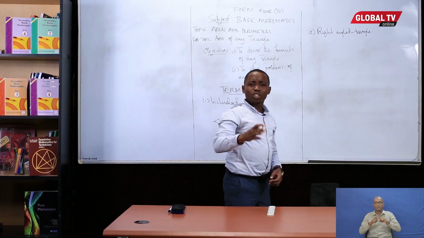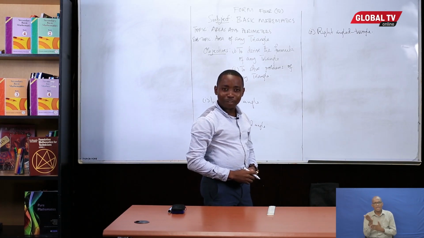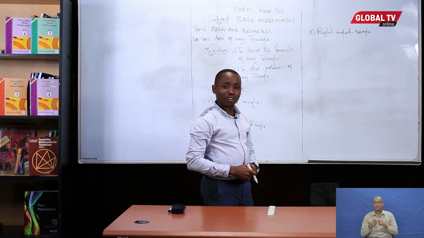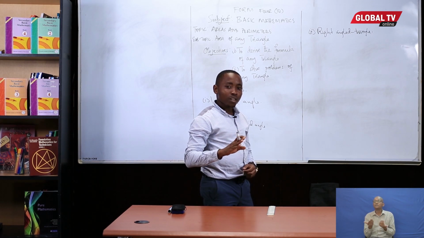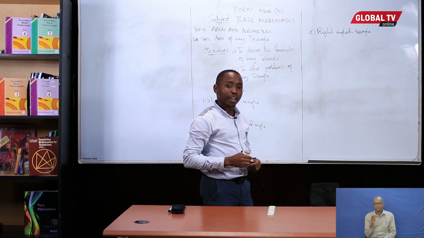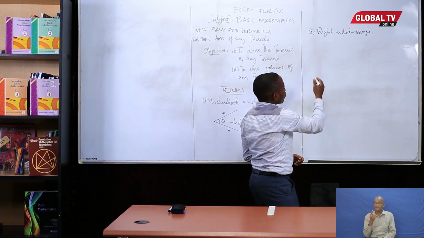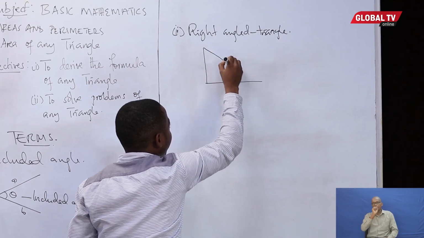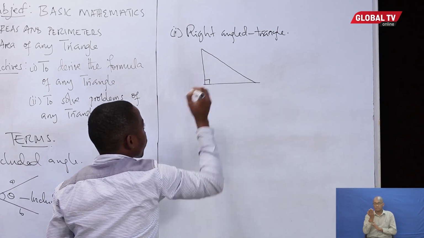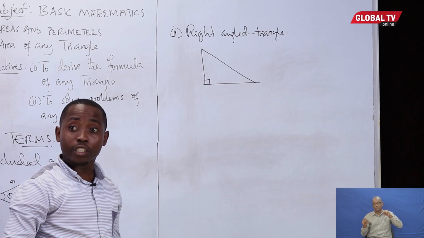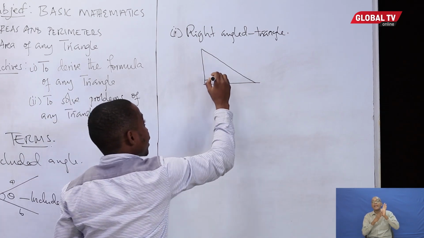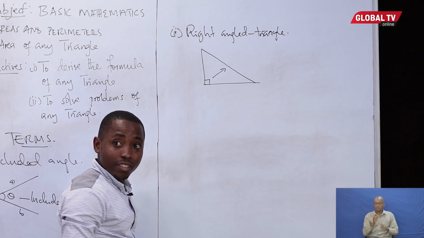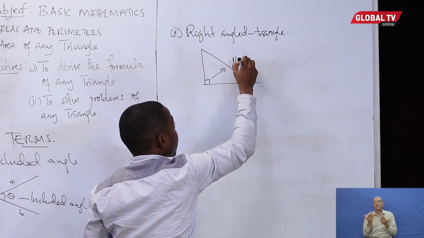In any right-angled triangle, I think you remember that we have three sides, but the main side that you need to focus on is the side which is faced by the angle which is 90 degrees. So if we're talking about a right-angled triangle like this one, that is where we have our 90 degrees. Then the side that it faces is known as the hypotenuse.